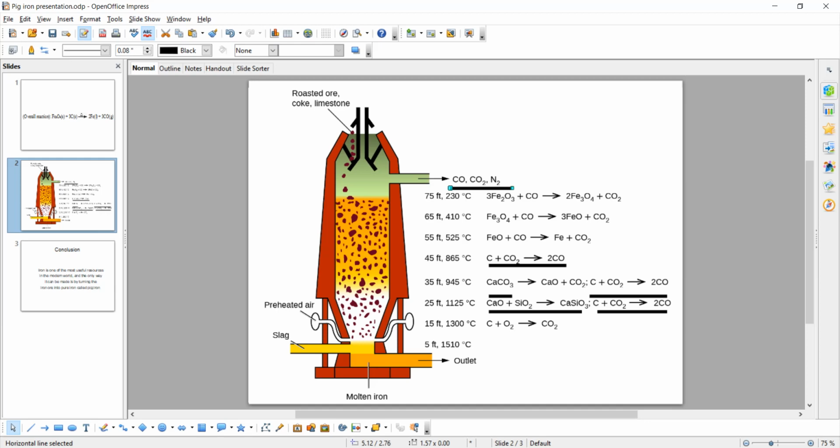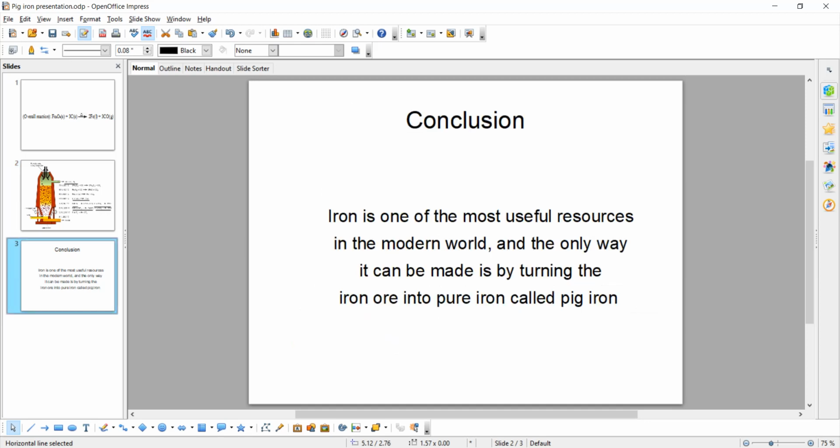And the last reason that pig iron is so important is because it's an easy way of transport, so you don't have to have the blast furnace and the steel refinery in the exact same place. You can have one in one place and one in another, and you can easily transport them because it's in little ingots. And so, in conclusion, iron is one of the most useful resources in the modern world, and the only way it can be made is by turning the iron ore into pure iron called pig iron.